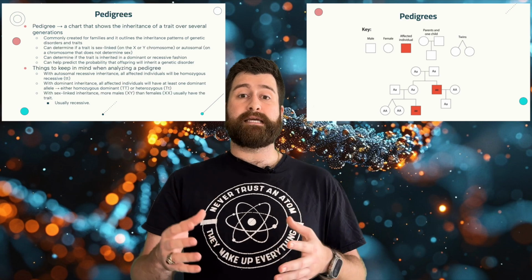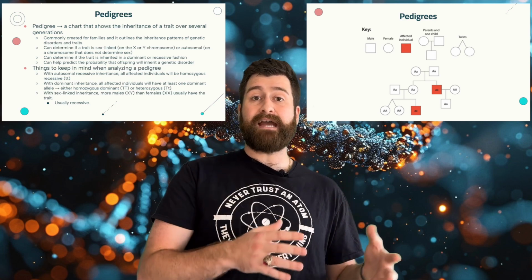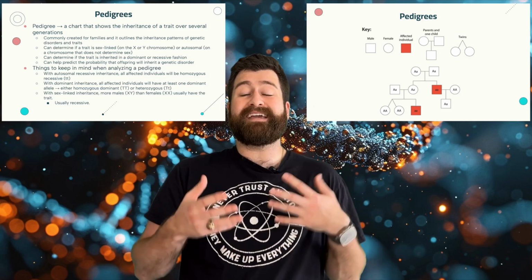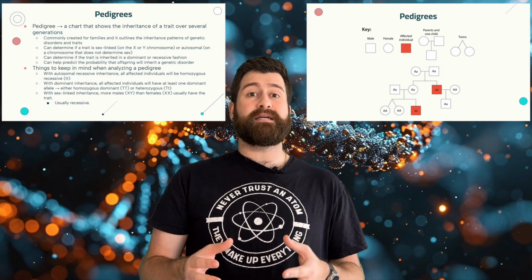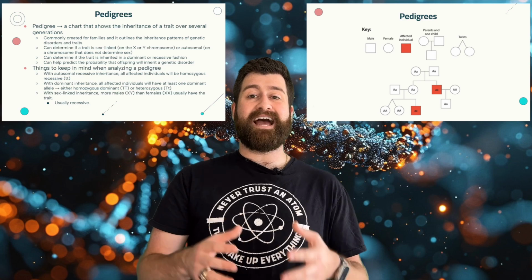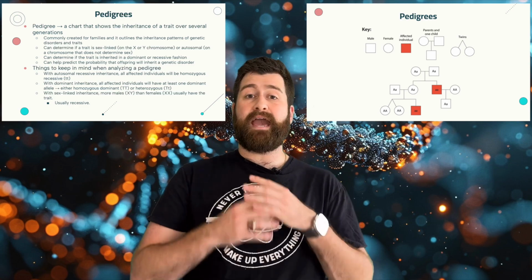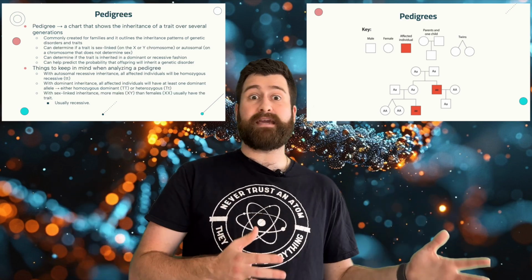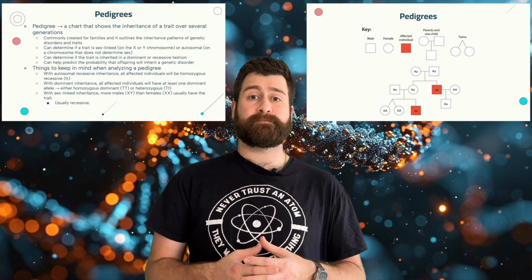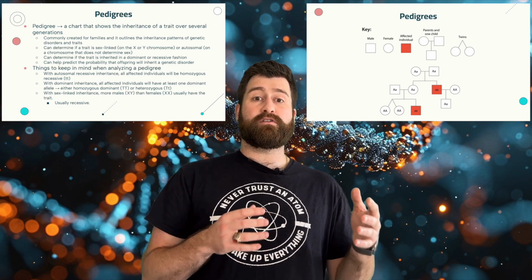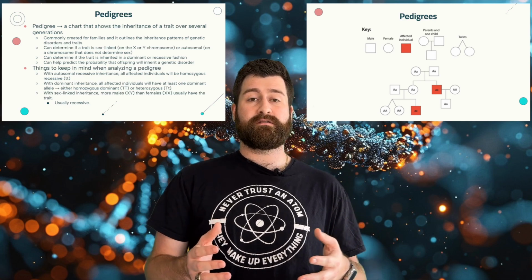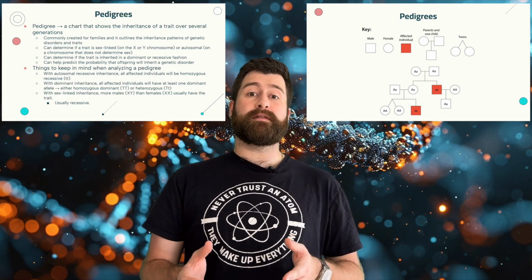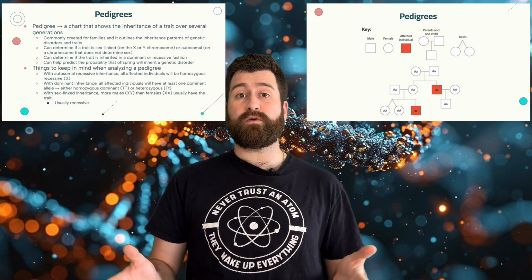If a trait is sex-linked, it means that it is either on the X or the Y chromosomes, aka the sex chromosomes. If a trait is autosomal, it means that the trait is on a chromosome that does not determine sex, aka any of the other chromosomes that are not the X or Y chromosome. Pedigrees can be used to determine if the trait is inherited in a dominant or a recessive fashion. They can also help predict the probability that offspring will inherit a genetic disorder.